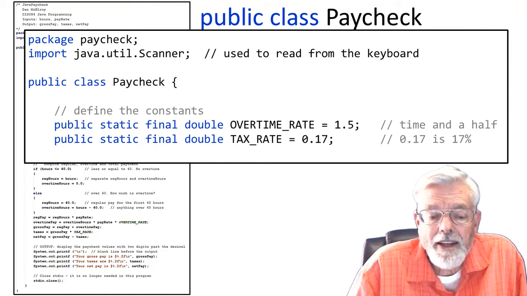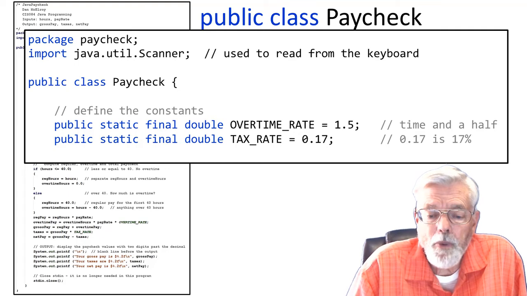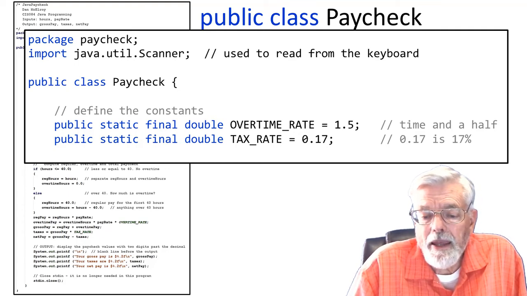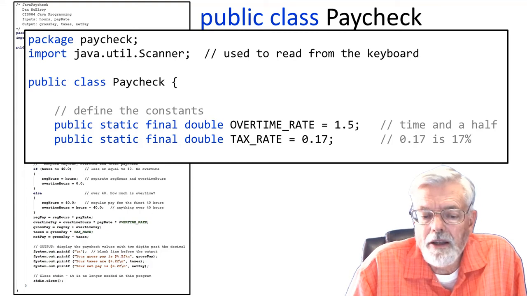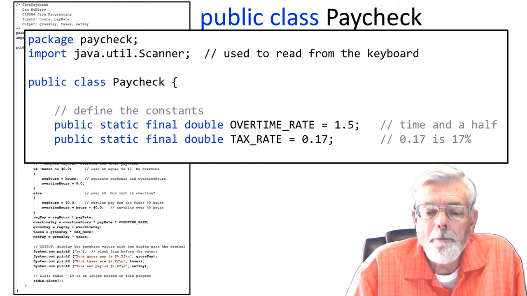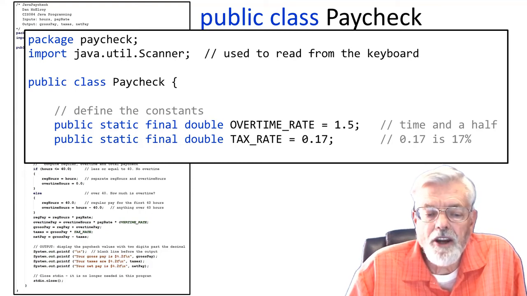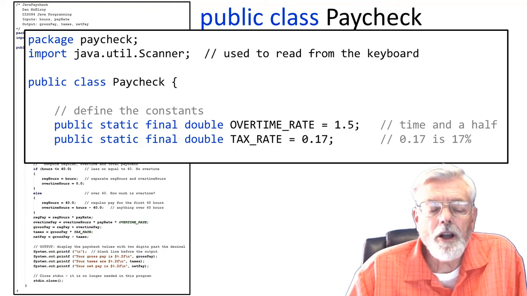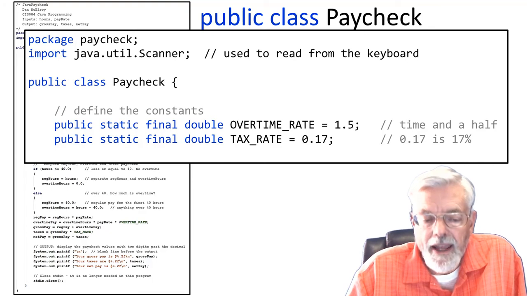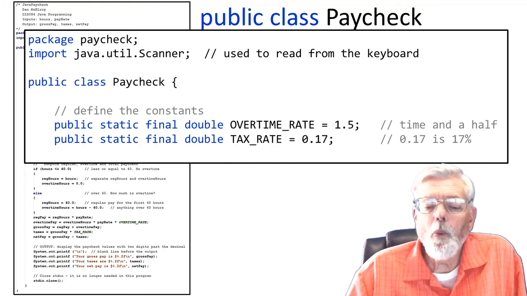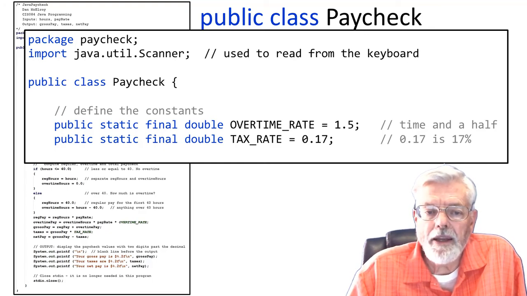Another reason to define tax rate at the top of the program is that it may end up being used more than once in a larger program. Changing it where it's defined makes sure that it gets changed everywhere. A comment is provided for both overtime rate and tax rate so that the next person reading the program will know what the numbers actually mean.